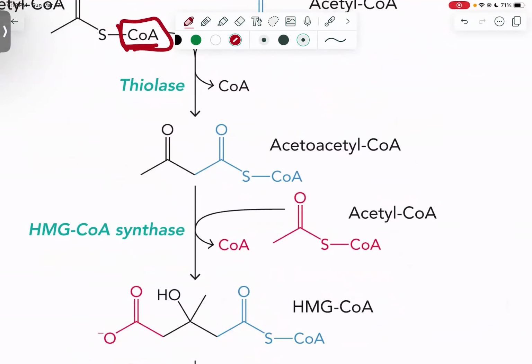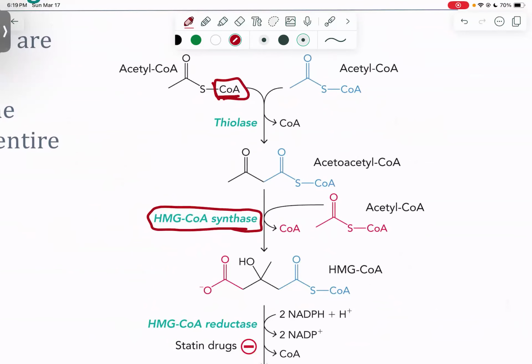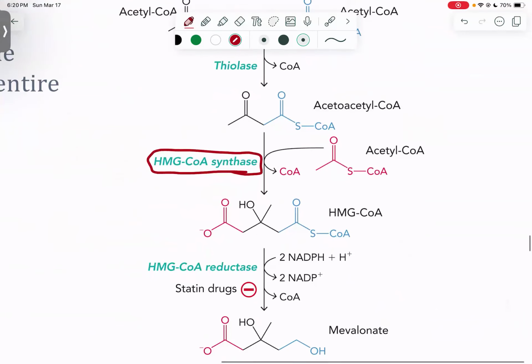Then we take another acetyl-CoA and we add it with HMG-CoA synthase. So this is the one that's going to be really, really important, because this is our rate limiting step of our entire pathway. Super, super important. All right, so then we end up with HMG-CoA. Then we go through another reductase and we make mevalonate.